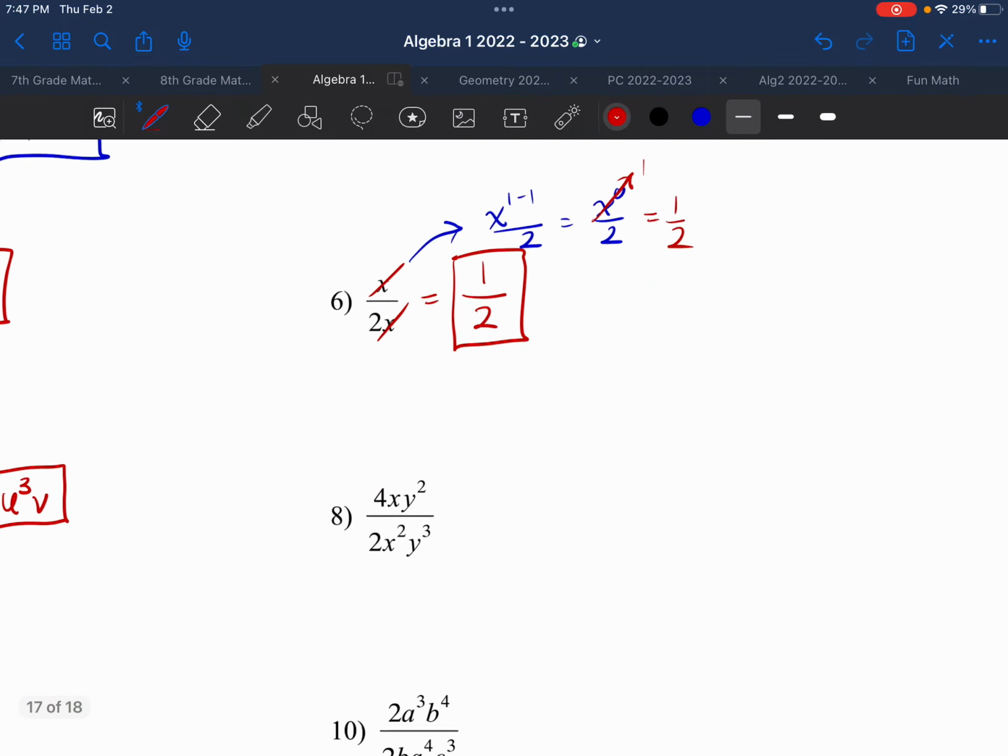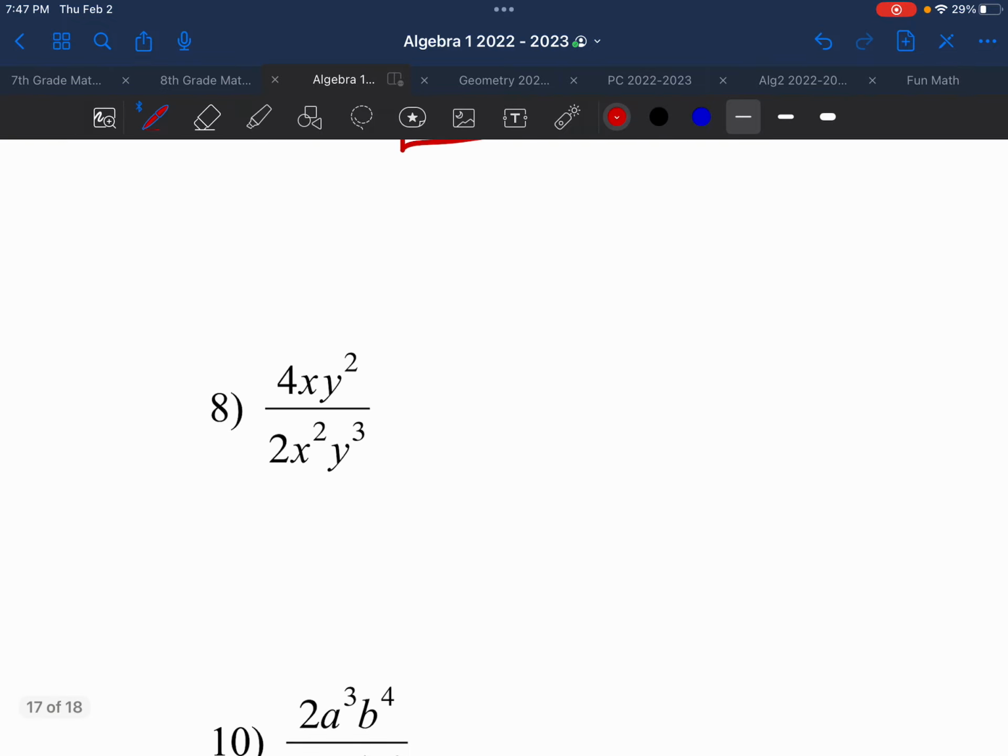All right, let's jump into number 8. Again, I'm looking at my coefficients here. I'm going to try to reduce that. I can reduce that by dividing both the top by 2 and the bottom by 2. And that's going to reduce the fraction to 2 over 1.